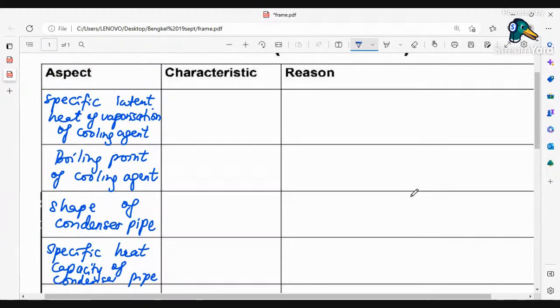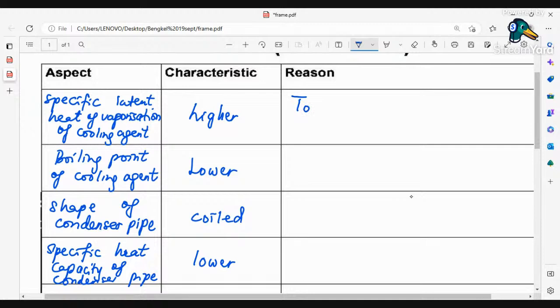Characteristic, now we can add in specific latent heat of vaporization of cooling agent must be higher. You can just compare word. Actually, we compare between P, Q, R, S. Boiling point of the cooling agent must be lower. Shape of the condenser pipe must be coiled. Specific heat capacity of condenser pipe must be lower. Okay, now we write the reason.